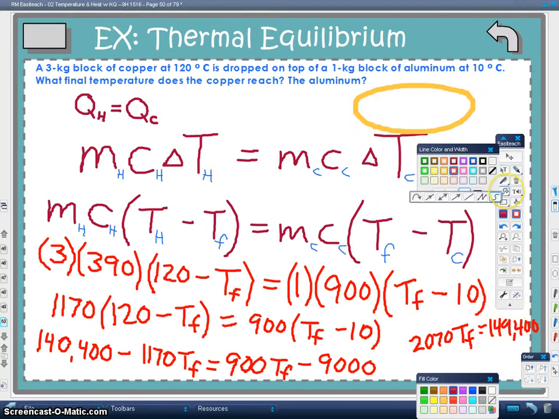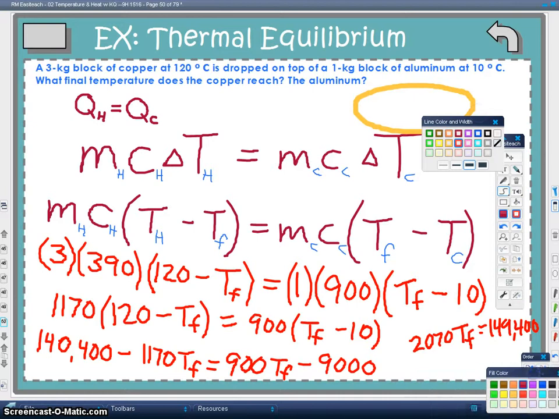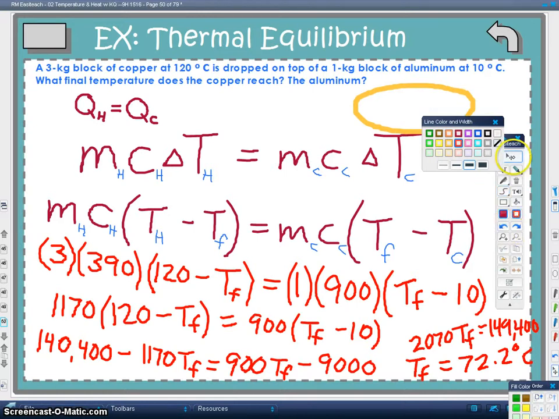But what are we getting for a final result for the final temperature? I'm expecting a number between 120 and 10. My equilibrium temperature is, it's not an average exactly, 72.17. This is my equilibrium temperature. My final answer down here. Equilibrium temperature right there. Also known as the final temperature.